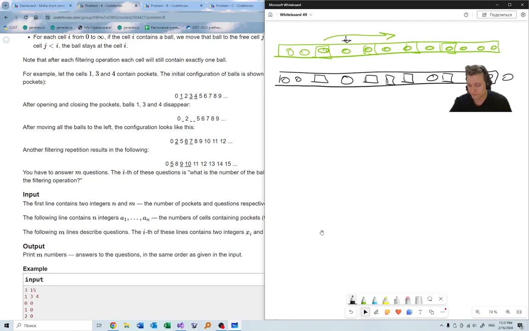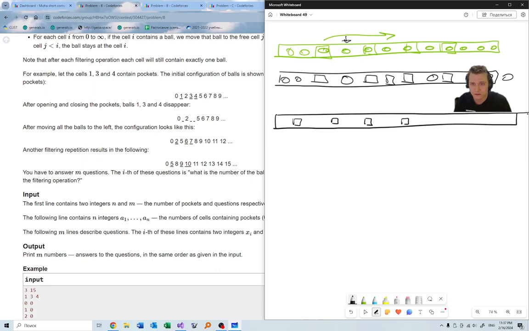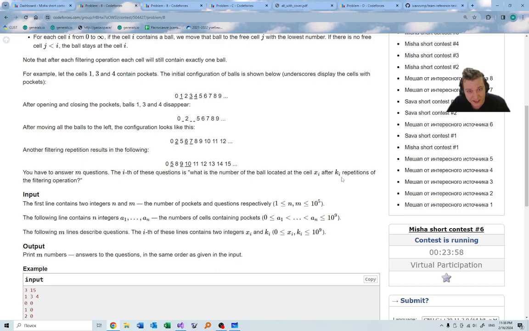Okay, how can we solve this problem offline? So we have several pockets. Let's take the rightmost one. No, we do not have several pockets, we have several queries. What is the number of the ball located at the cell Xi after Ki repetitions?